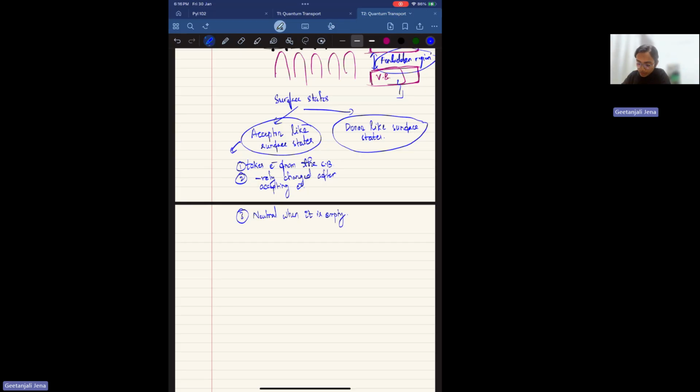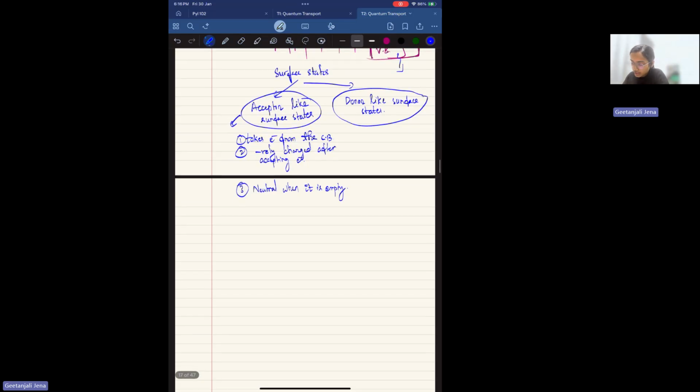If you want to represent this surface state in the E-k diagram or the energy band diagram, we have somewhat like this. This is the valence band, this is the conduction band, and the surface state will lie somewhere here, closer to the conduction band, where it can accept the electron.